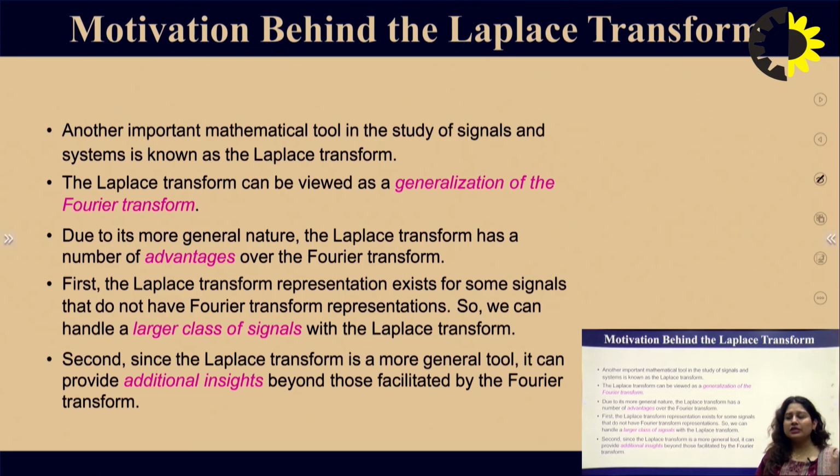So, in the Fourier transform, we do not have a region of convergence, which is present in the Laplace transform. We do not have the idea to check whether the signal is causal or stable in the case of the Fourier transform. But in the case of the Laplace transform, we can check these properties of the signals also.